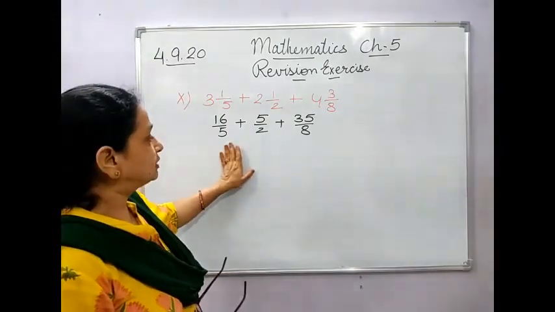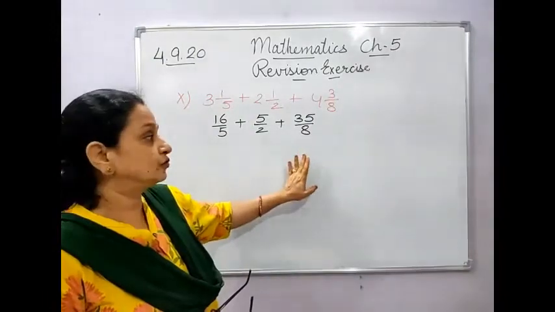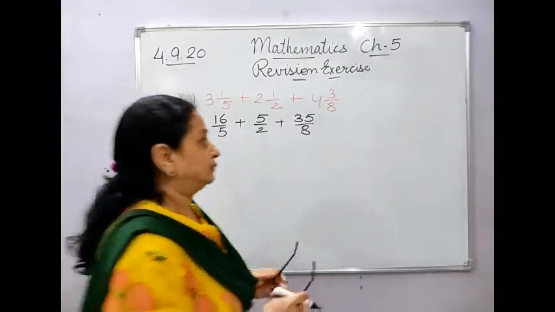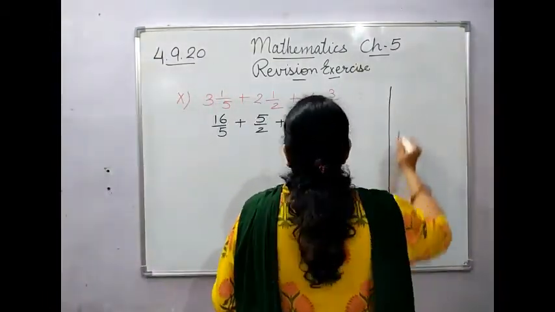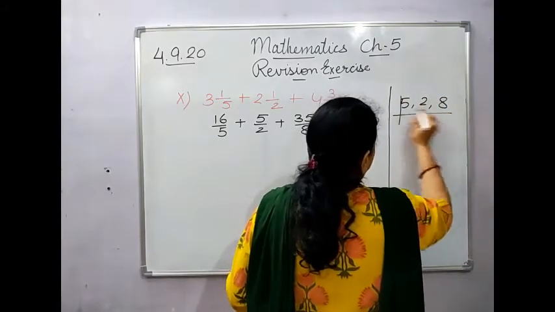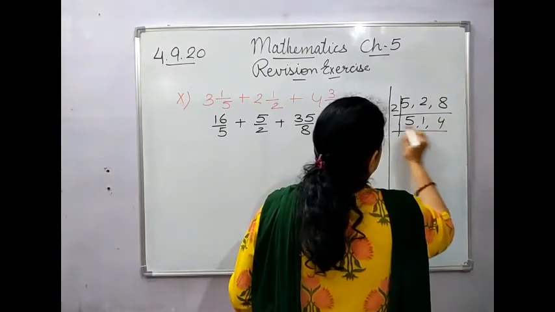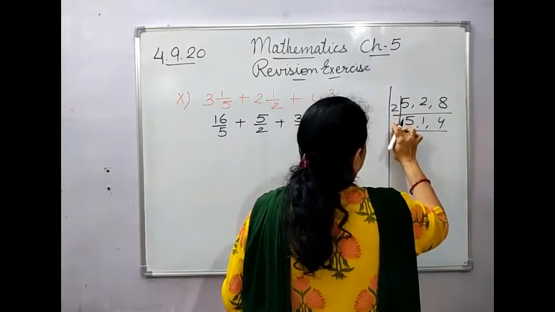Okay. Now you see all the denominators are different. That means they are unlike fractions. So we will take out the LCM. It is 5, 2, 8. 2 1s are 2, 2 4s are 8. Sorry.